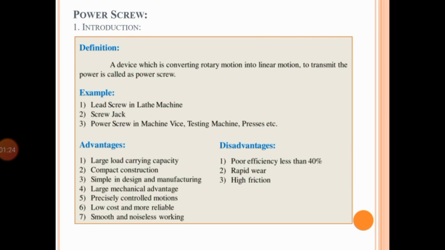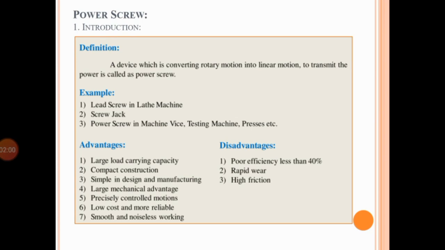Then we will see a few examples. Let's take a few examples where power screws are being used. Number one example is the lathe machine, which we have all worked on. Exactly below the tool post, you will see a threaded shaft. This is nothing other than the power screw, because it is directly coupled with an electric motor. Whatever power is received by the electric motor is converted through this power screw, and the power screw transmits that power to the tool carrier. So ultimately the tool carrier moves in a reciprocating way.